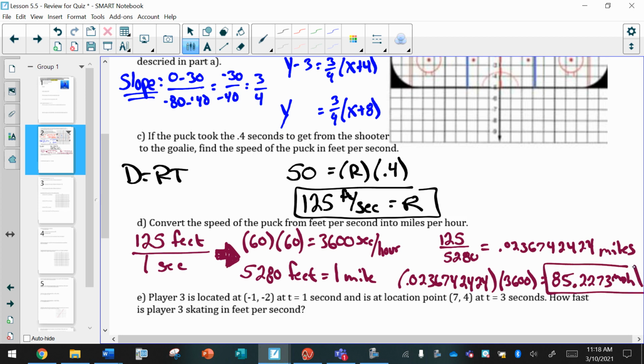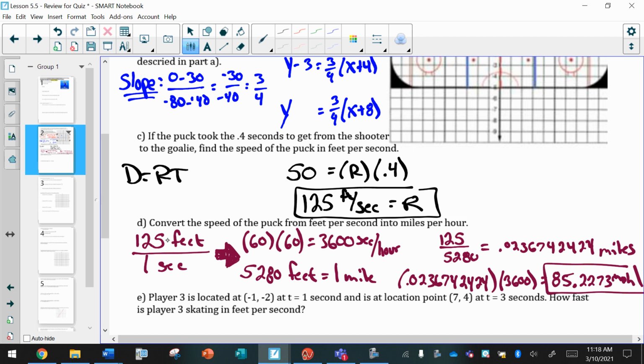And that's pretty standard for a hockey puck off a good slap shot. It can travel from 85 up to 90 miles an hour. That's legit. I looked it up. That's pretty fast. Okay, so that may have been confusing, but I'll walk through it real quick again.